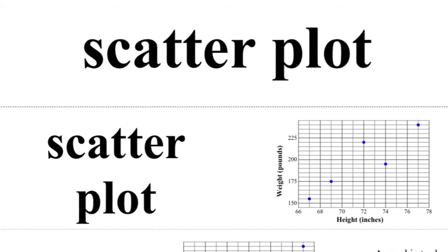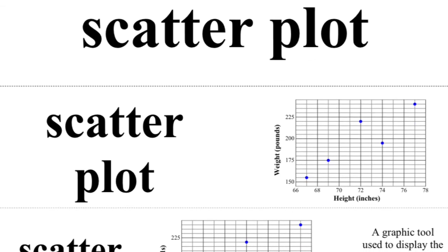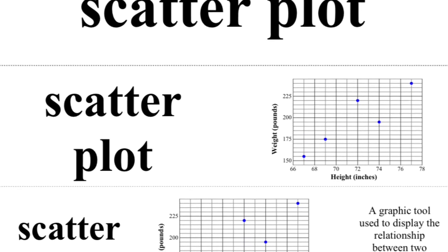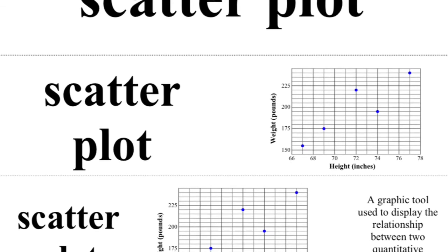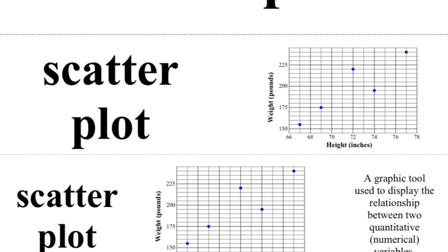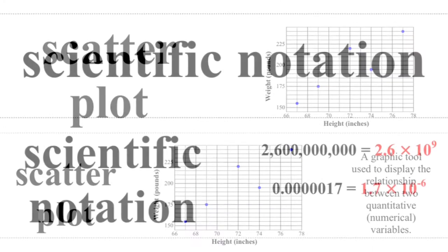A scatter plot is a bunch of dots written on a coordinate plane that compares two sets of data. Those dots could represent some type of correlation and show if the two sets of data have any type of relationship or association to each other.